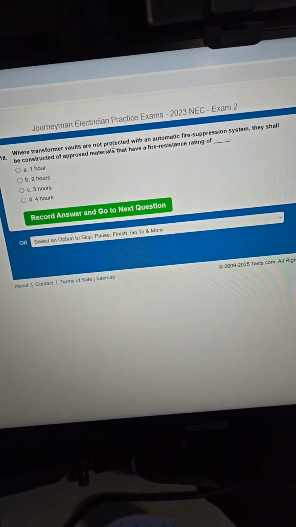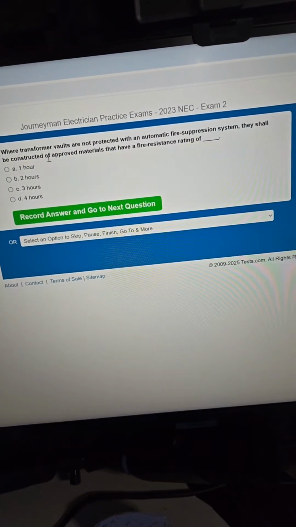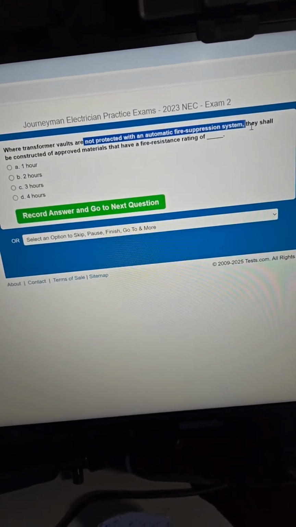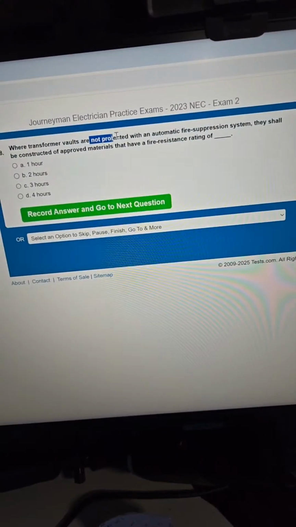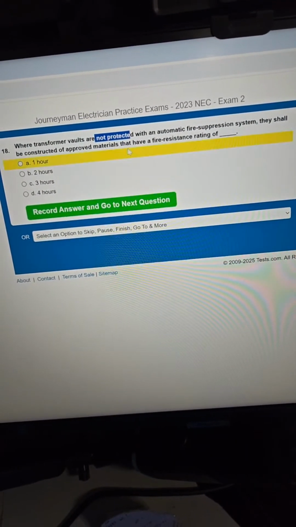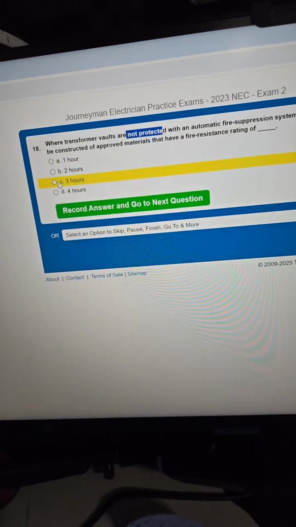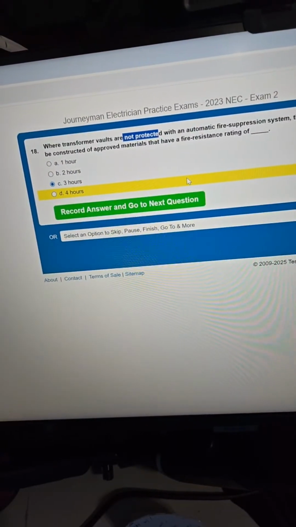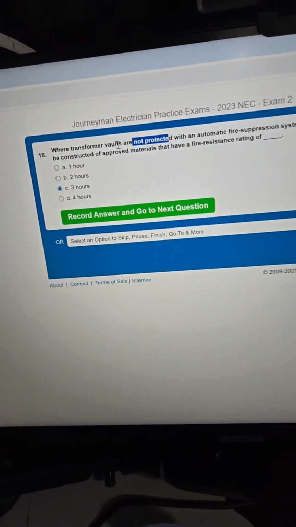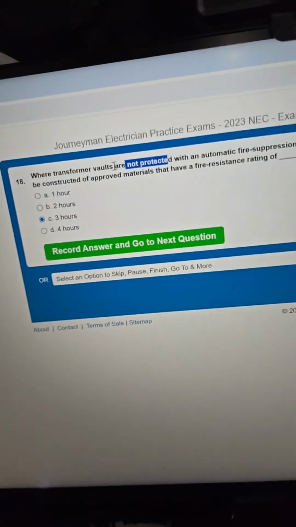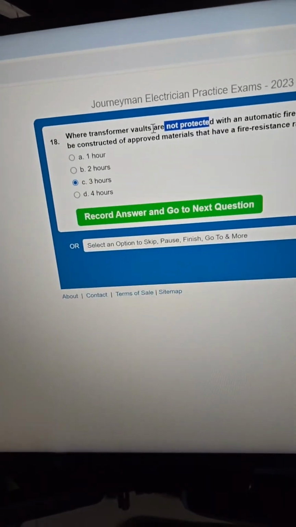The transformer vaults that are protected with an automatic fire suppression system shall be constructed that have a fire rating that are not protected. Not protected. And they shall be constructed in material, I think it's 3 hours. Because it's a vault. Vaults are different than transformer rooms. Vaults have to have ventilation, things like that. I think it's 3 hours.